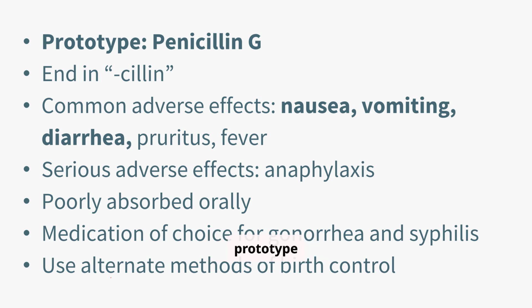Penicillin G is the prototype penicillin. Common adverse effects include nausea, vomiting, and diarrhea. Anaphylaxis is a serious potential adverse effect. Penicillin G is often given IV or IM. It's great for strep, meningitis, and even syphilis. But the biggest concern is allergy. Some reactions can be life-threatening.